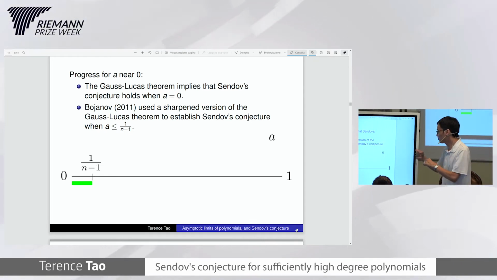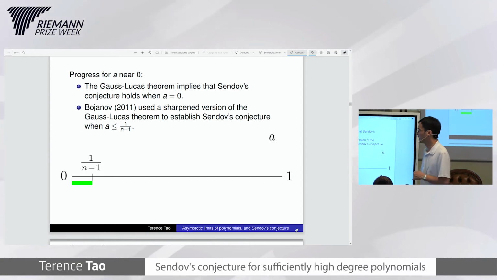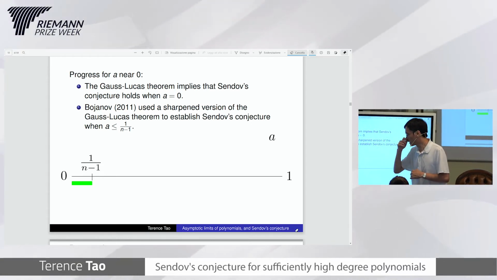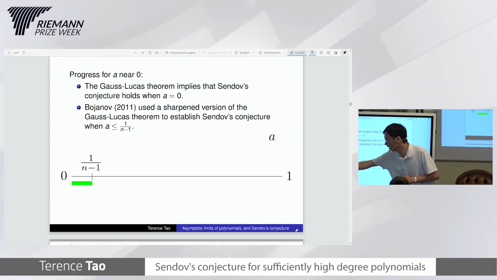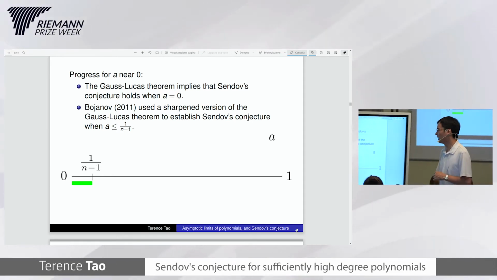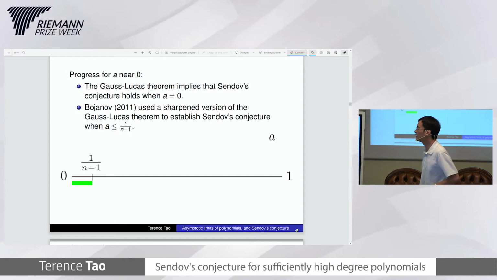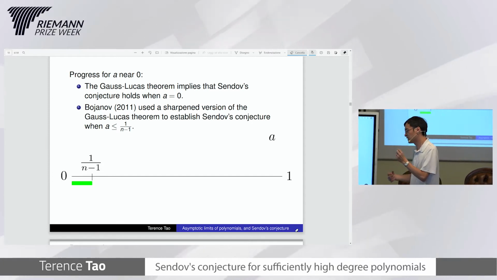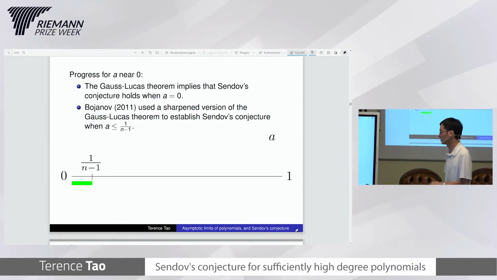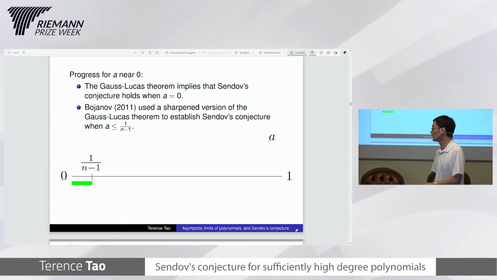And you can tighten the Gauss-Lucas theorem a little bit, and Bojanov was able to show that the conjecture is true also for a up to about 1 over n minus 1. So for n very big, that's only a very tiny range, but there was at least some range where you can prove this. Okay, so that's what was known near 0. Okay, next slide, please.